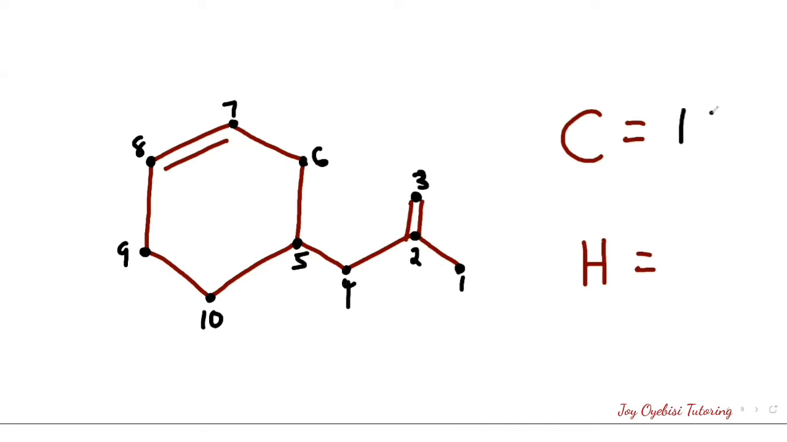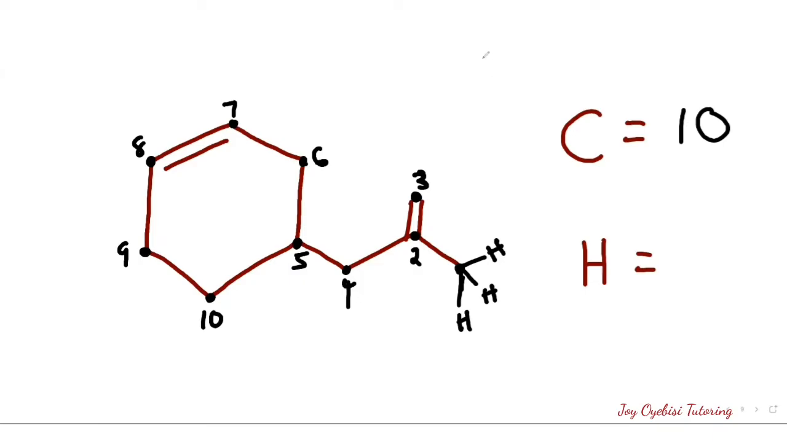So we have 10 carbons. Now, how do we know our hydrogen? We start again, okay? We start from one. This carbon here has just one bond. Therefore, there's going to be three hydrogens here, okay? Three hydrogens.